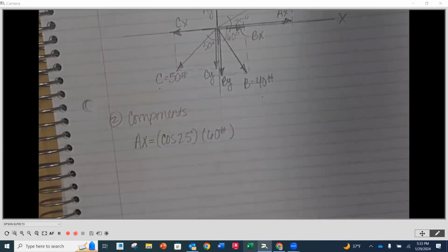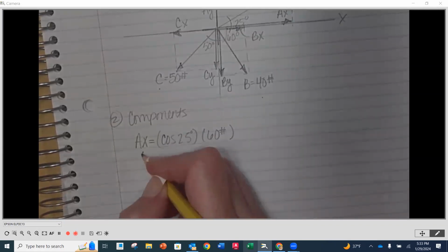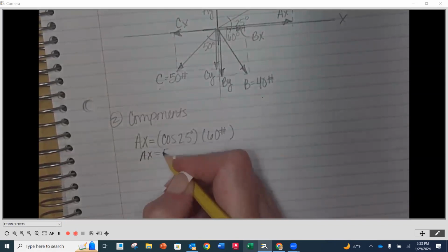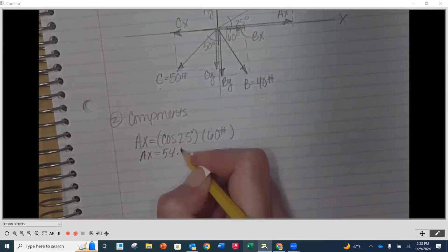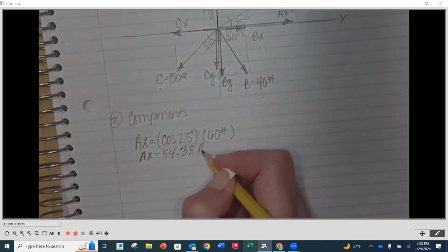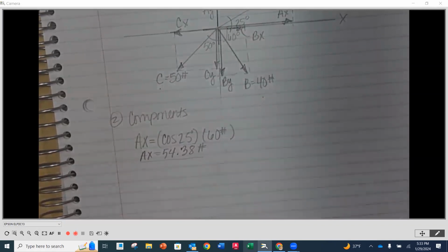And then what we're going to do is simply multiply this out. We're going to find 25 cosine times 60. My AX is going to be equal to 54.38 pounds. Now I'm going to hold an extra decimal place here just because it's inside of the problem, because I'm going to be using this.